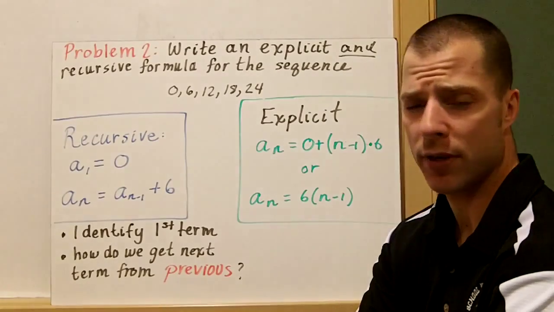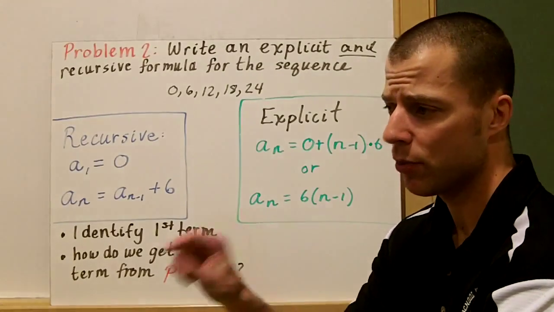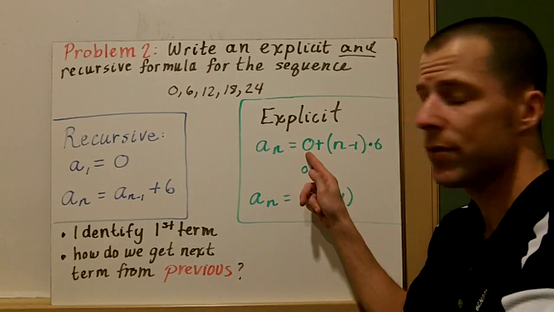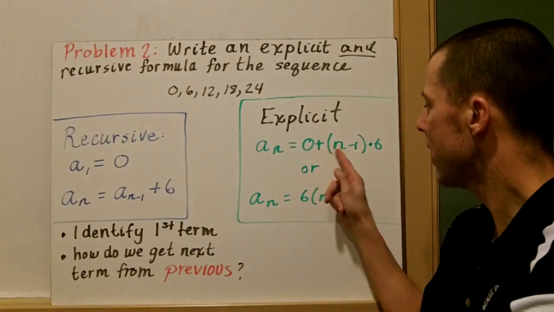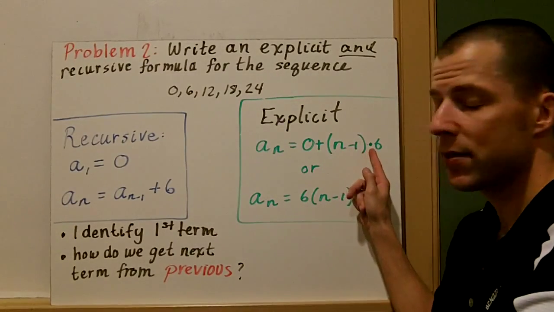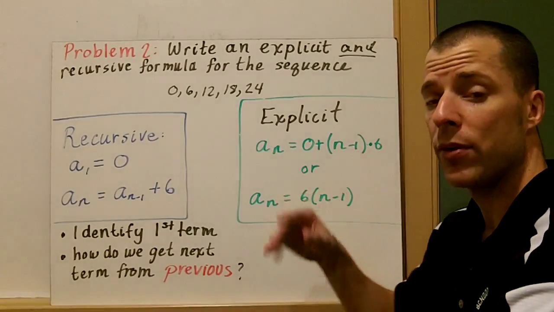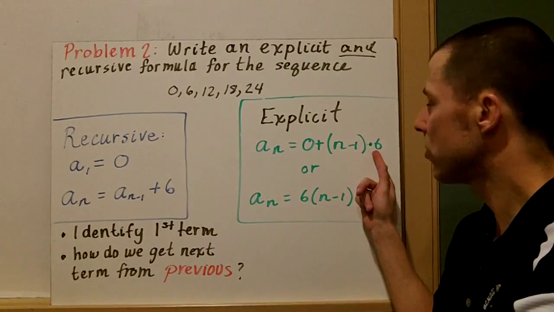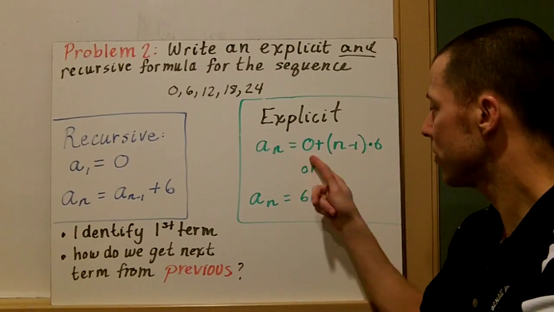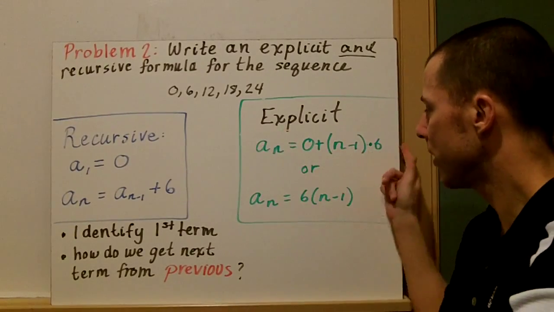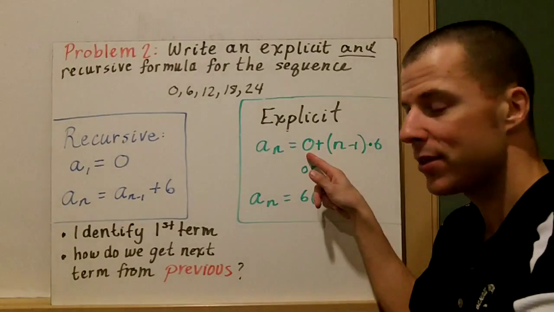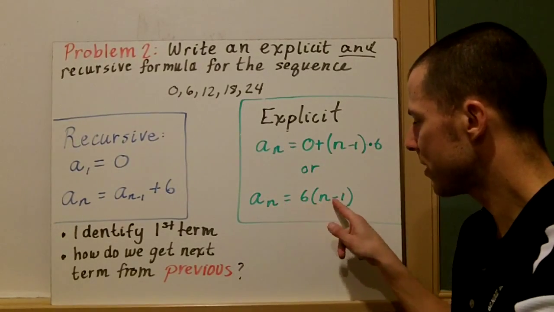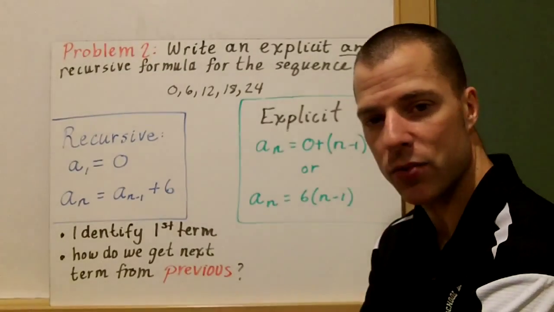We're not using the previous term. So we can just plug in n and get our value. So explicitly, our first term is 0 plus n minus 1, in this case times 6. I know when we talk about arithmetic, you think of addition, but in this case, it's easier to rewrite the rule with times 6 here. So there's our explicit rule or formula. And you don't need the 0 technically, so I simplified and said a sub n equals 6 times the quantity n minus 1.